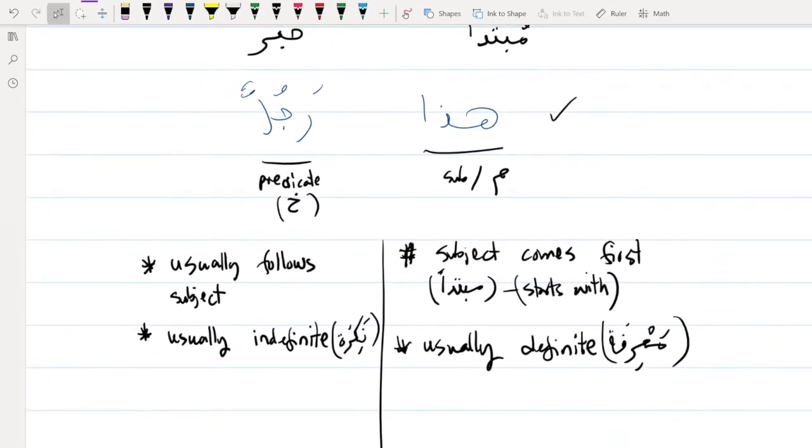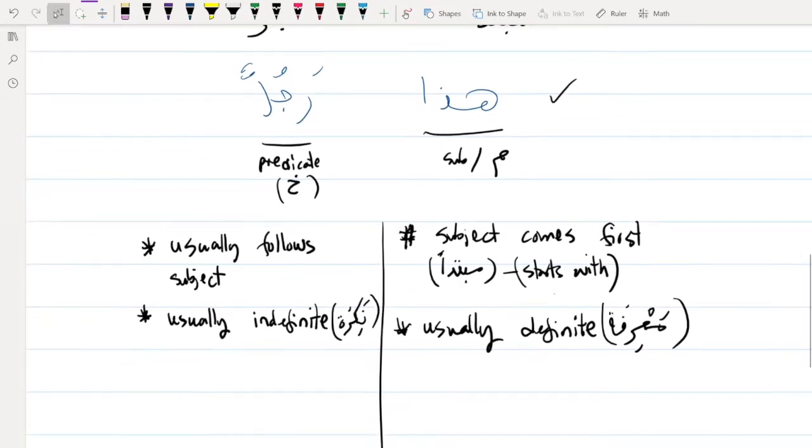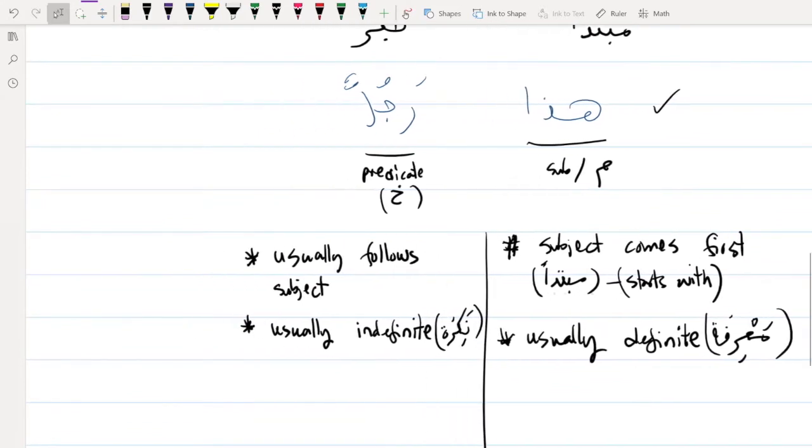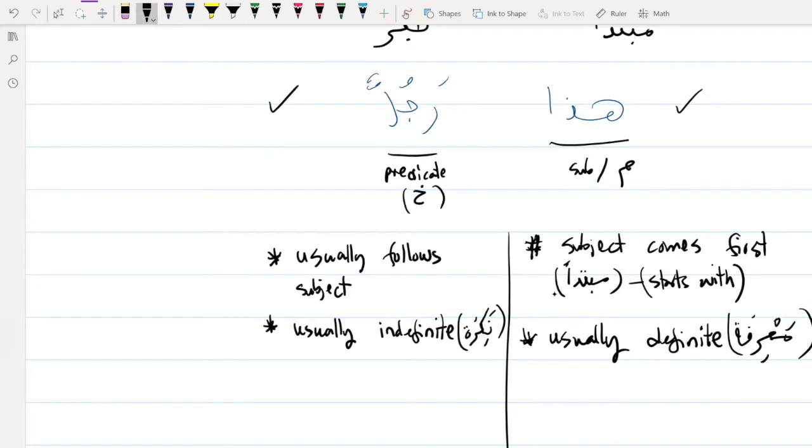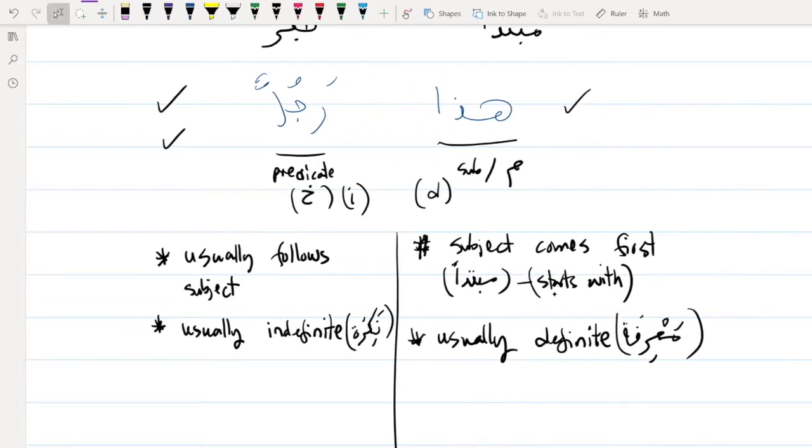The subject comes first, the predicate comes after the subject. The subject is definite, the predicate is indefinite. And if we look at it, what's going on with the predicate, is it following the subject? Yes. Is it indefinite? Yes. So this is our D and I, the simple thing that we use to identify, right?